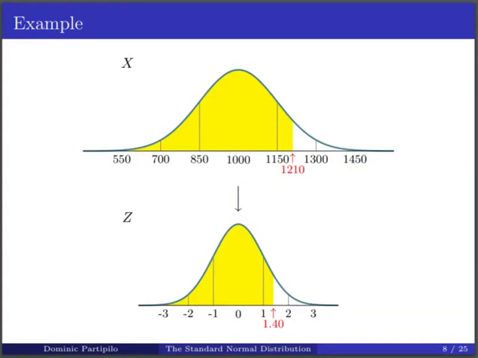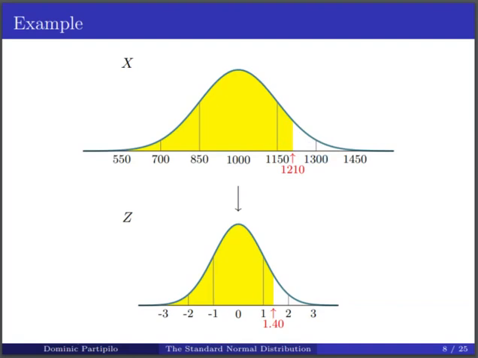Before we calculate this probability, let's look at what's going on here. This is our distribution of x. Remember, our mean was 1,000 and our standard deviation was 150. So every time we take a step to the next tick mark, it's going to be 150. So this is 150, and then this is another 150, which would get us to 1,300.